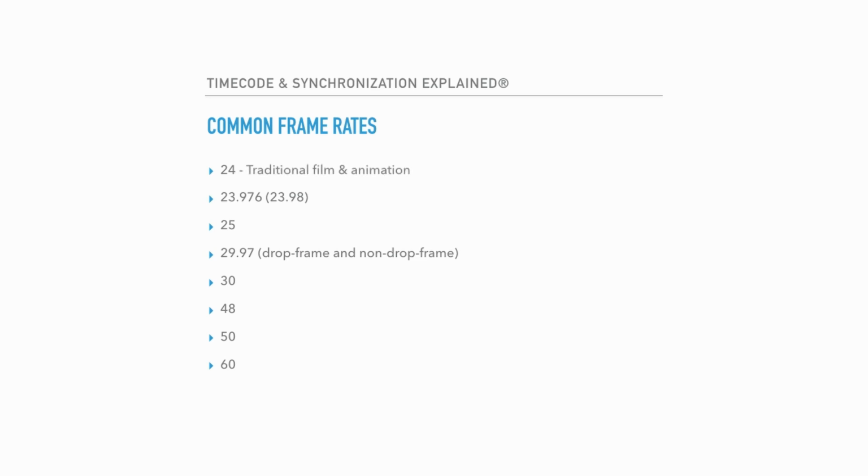24 FPS remains the standard when working with traditional film and animation. 23.976 FPS, sometimes labeled 23.98, is the digital equivalent to film's 24 FPS. I will explain a little bit later why there is a difference of 0.1% between the two, but for now it is good to know that it is the digital standard for a, quote, film look.